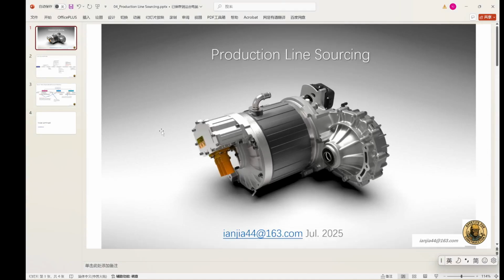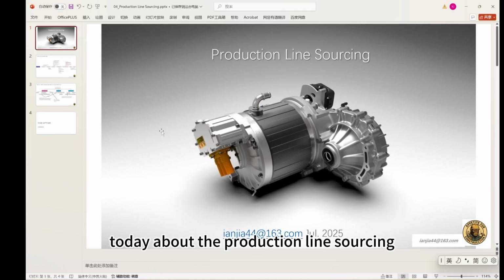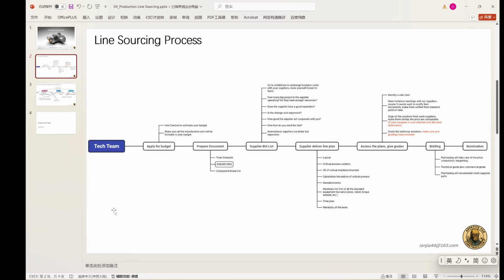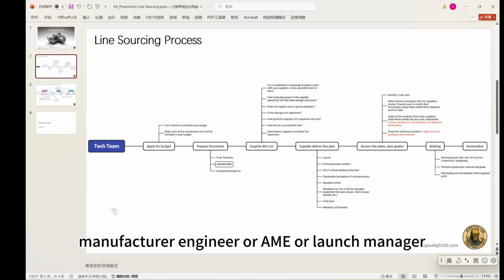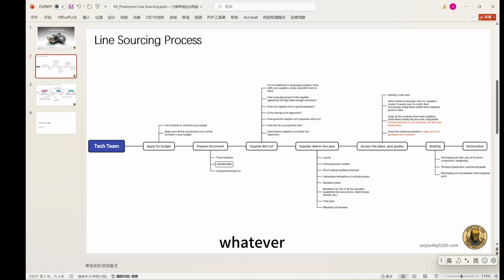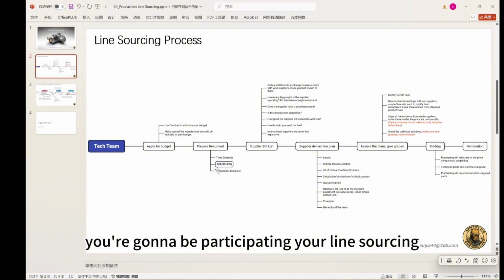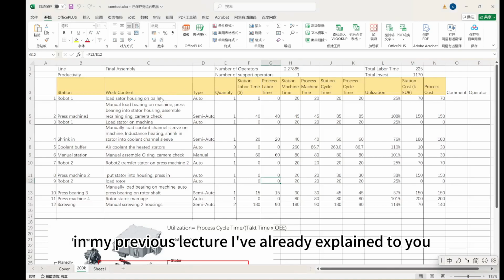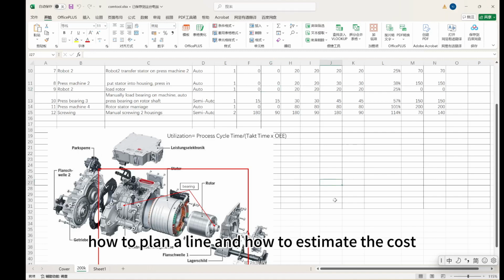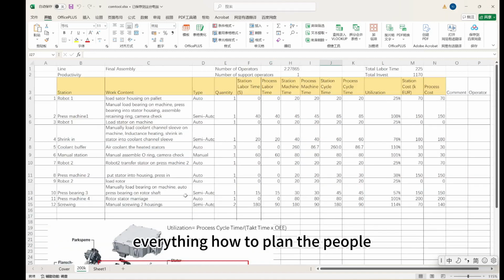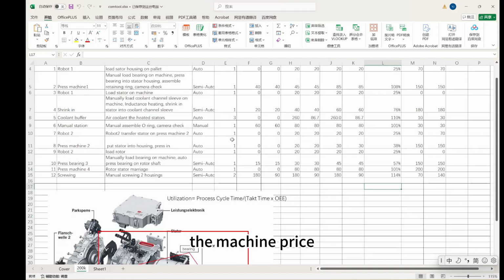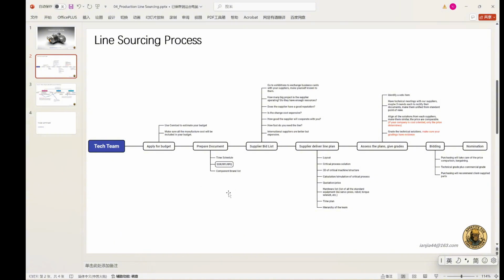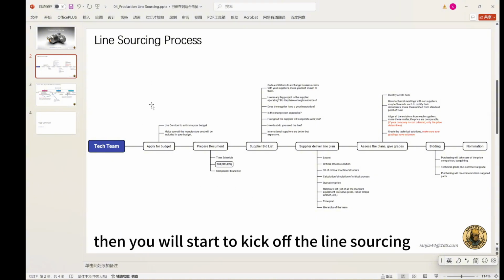This is Dominic. I would like to explain to you today about production line sourcing. As a technical person, manufacturing engineer, AME or launch manager, you're going to be participating in your line sourcing. In my previous lecture, I already explained how to plan a line and how to estimate the cost and everything, how to plan the people and the machine price. And so you have all this technical documentation ready.